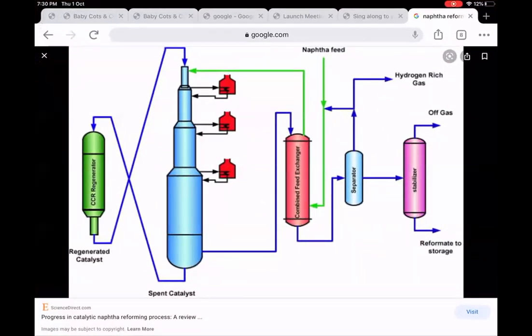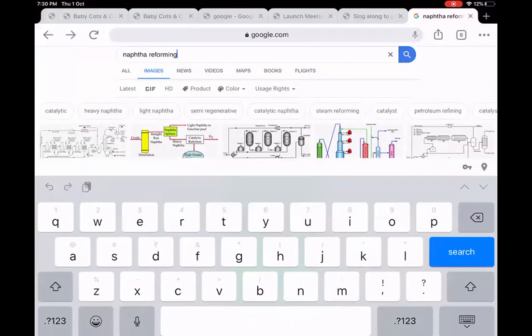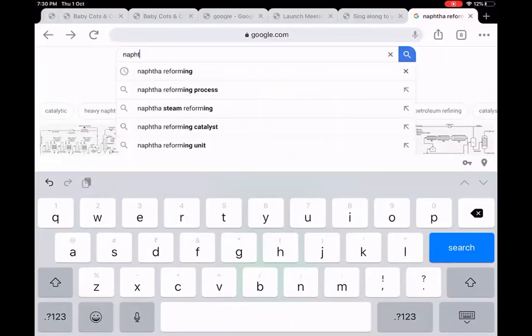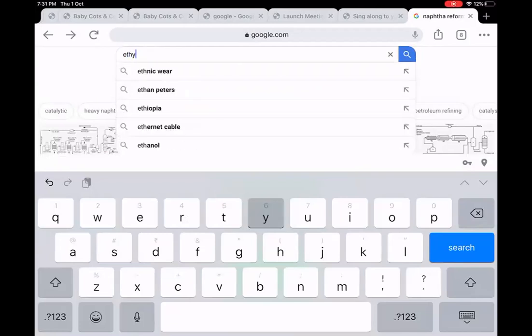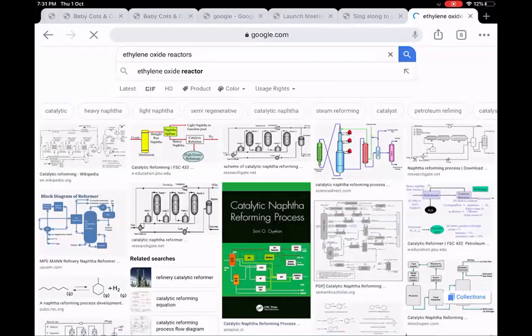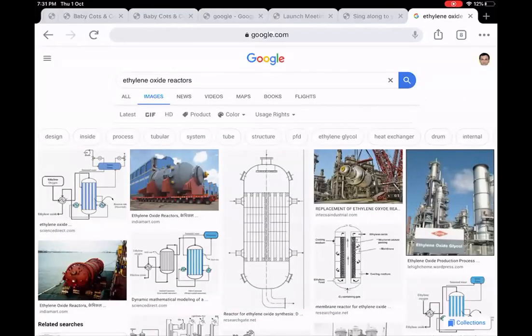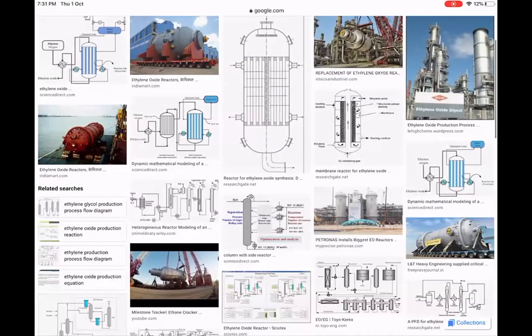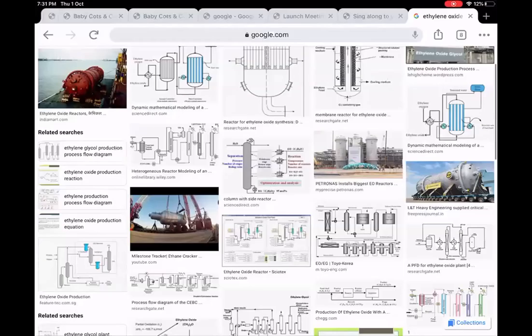So this is one of the examples. What else could be the reactors? I think EO reactors, ethylene oxide reactors. Ethylene oxide is also similar to methanol type of reactors. If you see an ethylene oxide reactor, so many tubes are packed inside. This is similar to boiling type of reactors, EO reactors. So maybe you can see EO reactors inside.